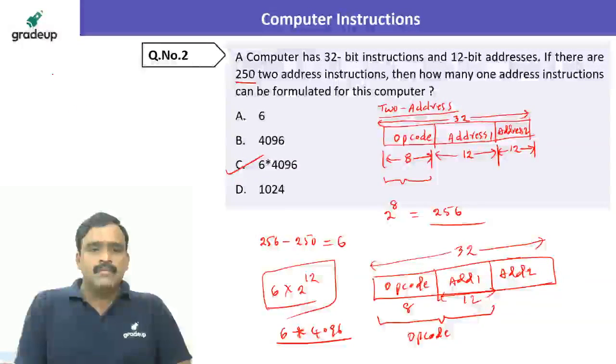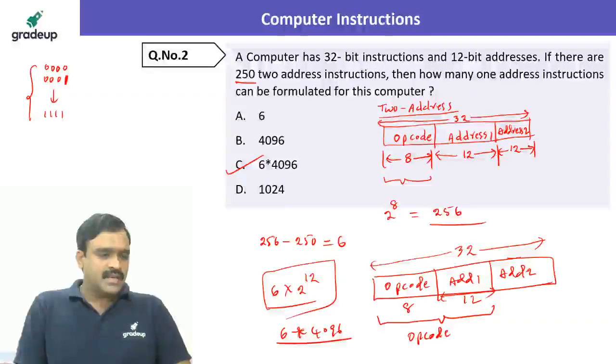Let us suppose I have an opcode of 4 bits. Using 4 bits, I can have the combinations 0000, 0001, up to 1111. So 16 combinations I can have. Out of 16 combinations, if you use 12 combinations, how many combinations will be left over? 4 combinations will be left over.